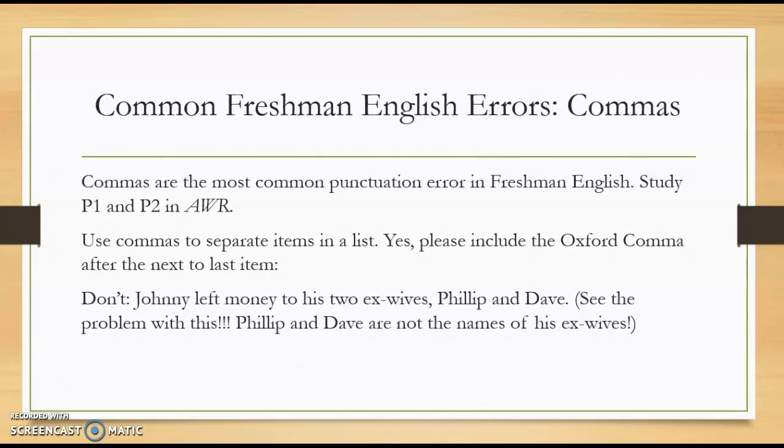So don't: Johnny left money to his two ex-wives Philip and Dave. Here's the problem. Philip and Dave are not the names of his ex-wives, which would be really weird if they were, right? But here we're left guessing if Philip and Dave are the two ex-wives. It's an easy fix just to make sure that you always put the last comma in. Johnny left money to his two ex-wives, Philip, and Dave. Oh, 4 people are getting money.